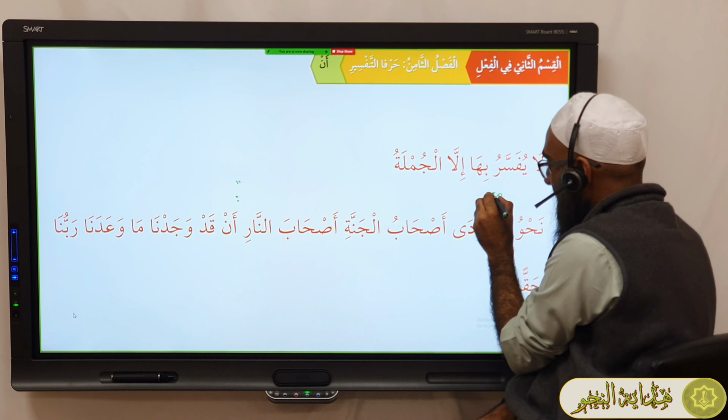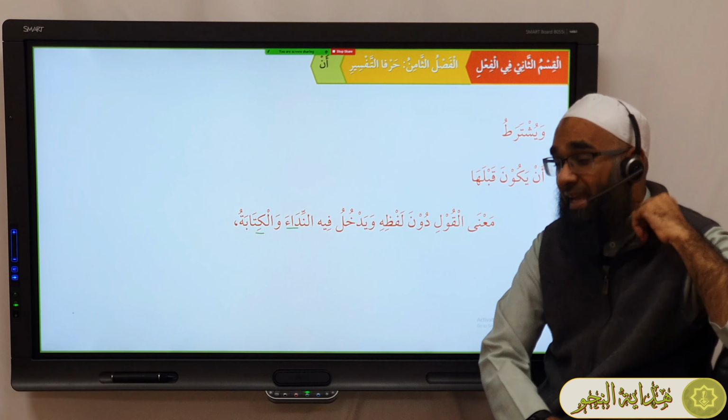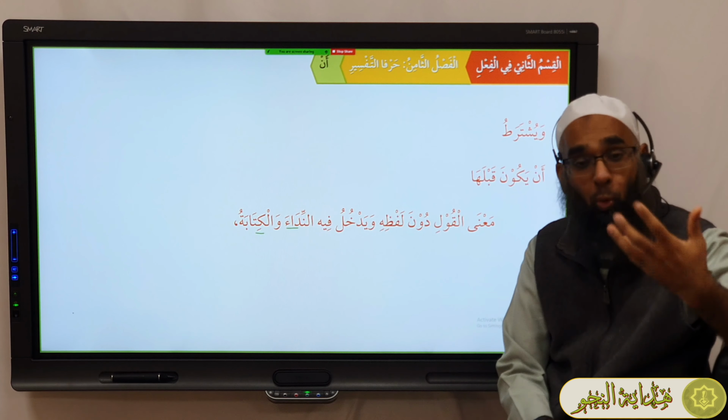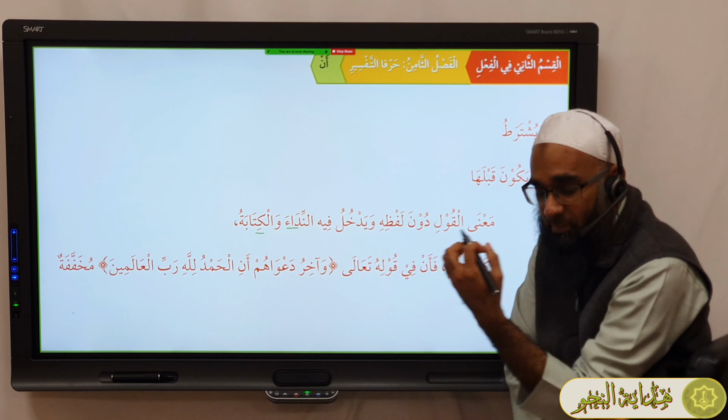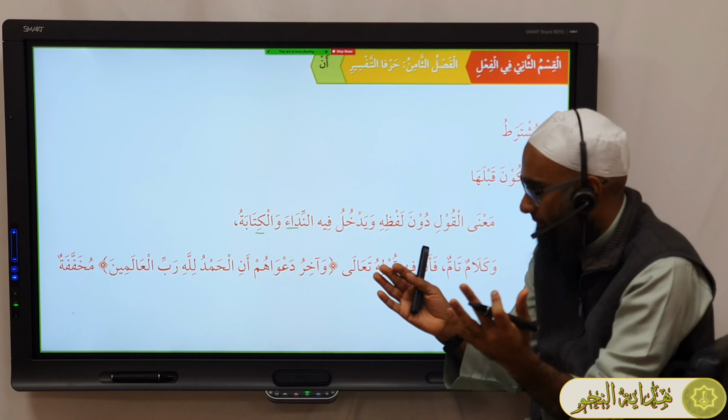كتبت إليه أن يفعل كذا. So kataba is not, when we say معنى القول, meaning in English, anything where you quote something. So if you have كتبت إليه, you can have that as well. And it has to be a kalam tam before it, meaning it has to be a complete sentence. So for example, وآخر دعواهم. This can't be an tafsiriyya because what's it doing tafsir of? This is آخر دعواهم مبتدا. Where's the khabar? There's no khabar.